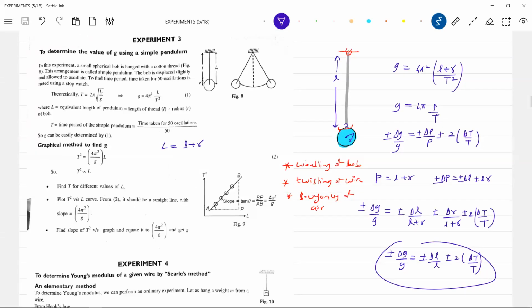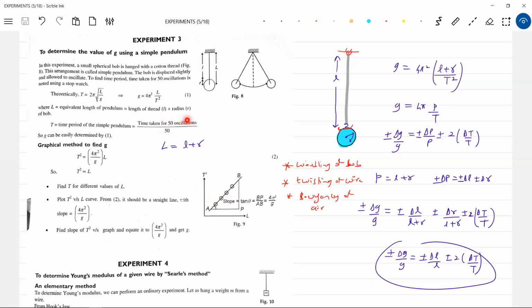I'll proceed. Any doubts, you can ask. Then I'll calculate the time period for some oscillations. For 10 oscillations, what is the time taken? Next for another 10 oscillations, and another 10, like that. Then I'll take the average time for 50 oscillations divided by 50, which will give the time period. Then I'll take the average of that, which I'm plotting here, T square versus L.